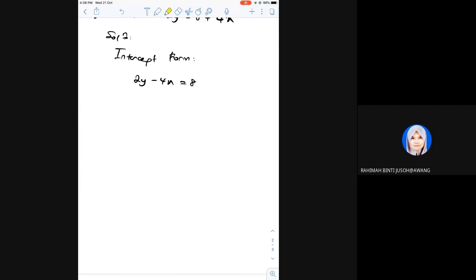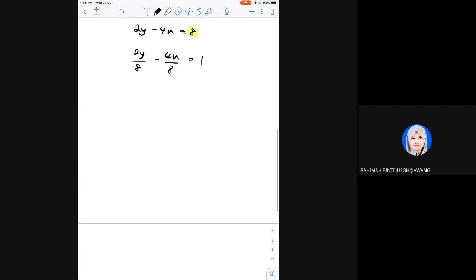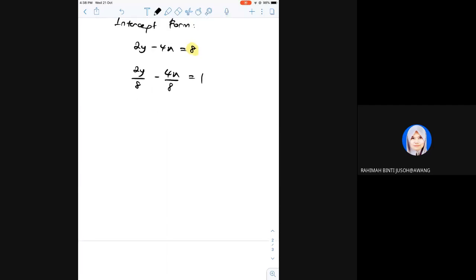So intercept form, next, bila kita dah kumpulkan satu side variable, what you should do is, you nampak perkali 8 kat belakang ni, you have to divide everything by 8. Okay, we need to make sure that sebelah kanan jadi 1. So you kena bahagi semua sekali dengan 8. And then we will have 2y over 8 minus 4x over 8 equals 1, like this. So now we will have 2 bahagi 8, so y over 4 minus x over 2 equals 1.